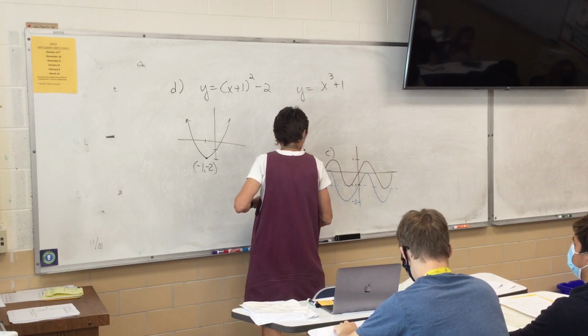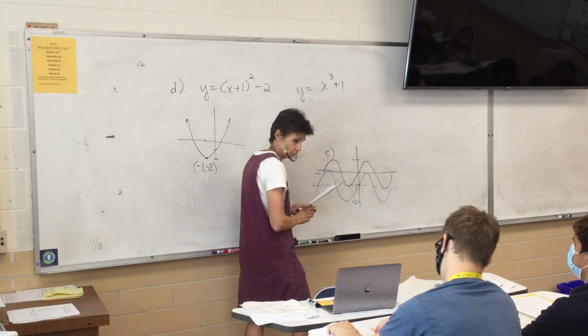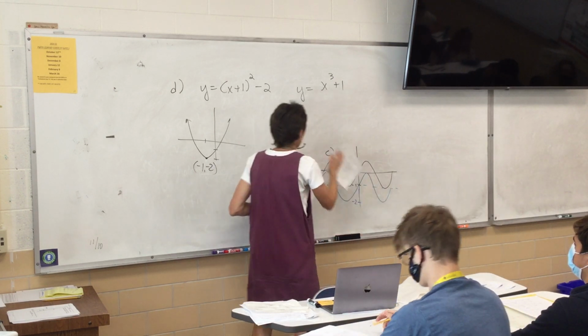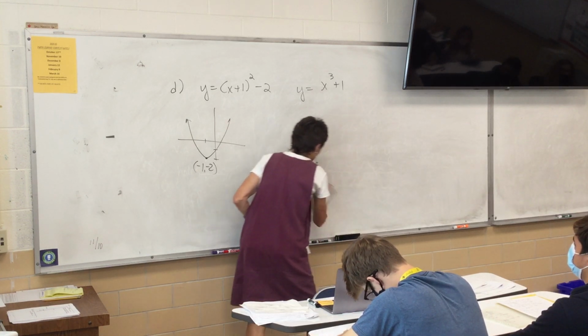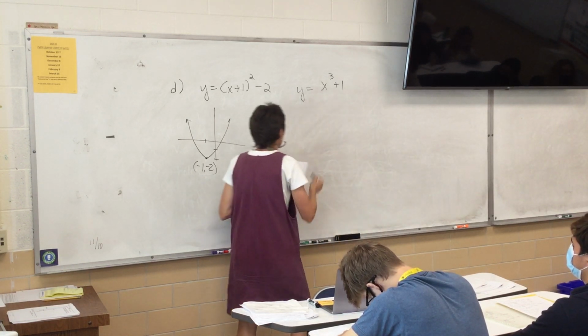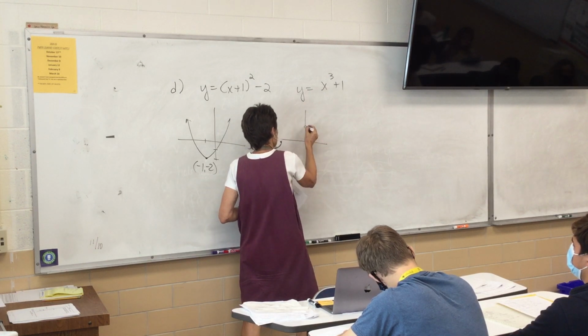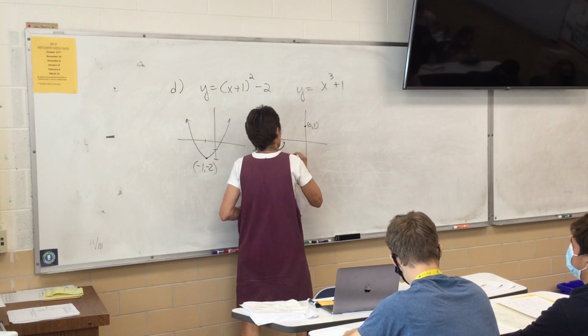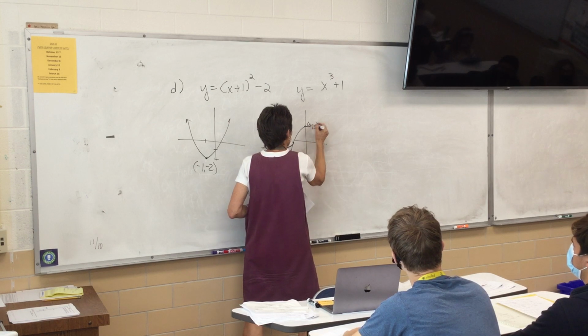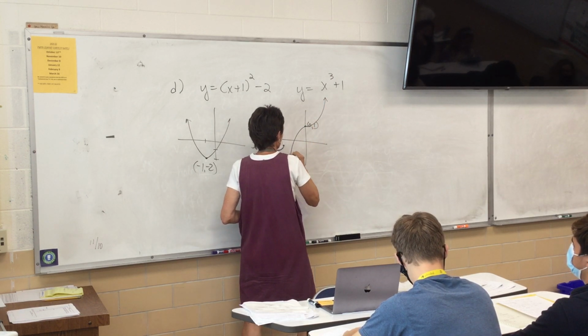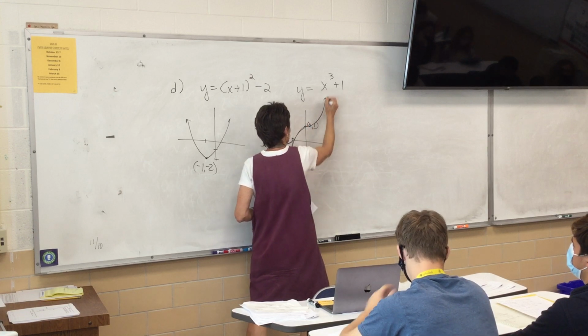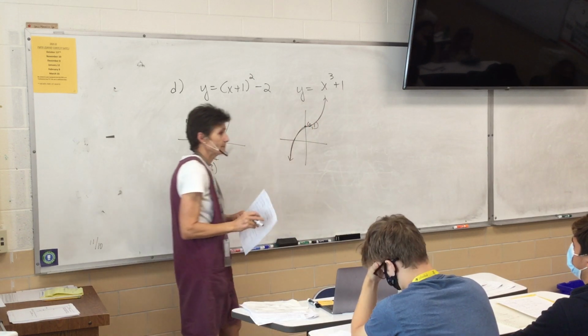What's that one doing? That one is going up 1. So it is your cubing curve, which is your squiggly, but it's up 1. I hope you're watching how I'm graphing that. Did you see how I graphed that? That's how you do it.